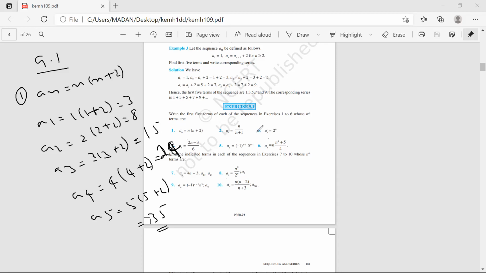So second problem, third problem, fourth problem, there is no issue. Fifth problem, can you try, all of you? What is the fifth problem given? an is equal to (-1) to the power n minus 1, into 5 to the power n plus 1. Can you find, all of you? Speed up. a1, a2, a3, a4, a5.